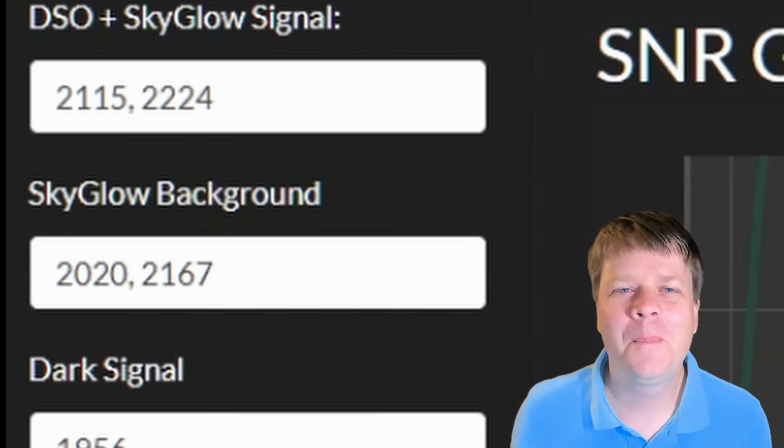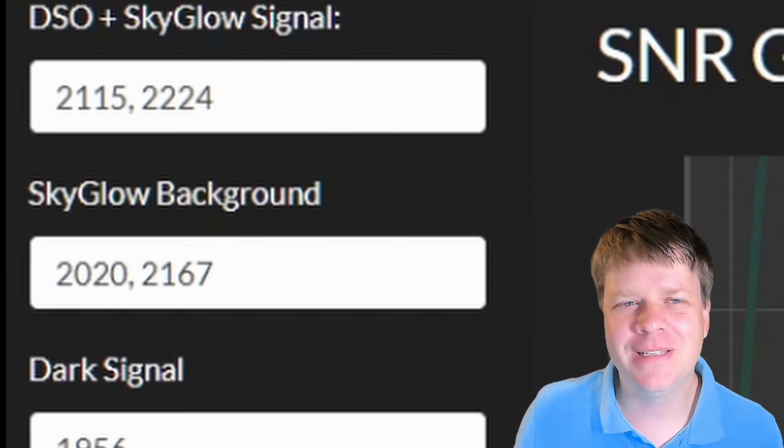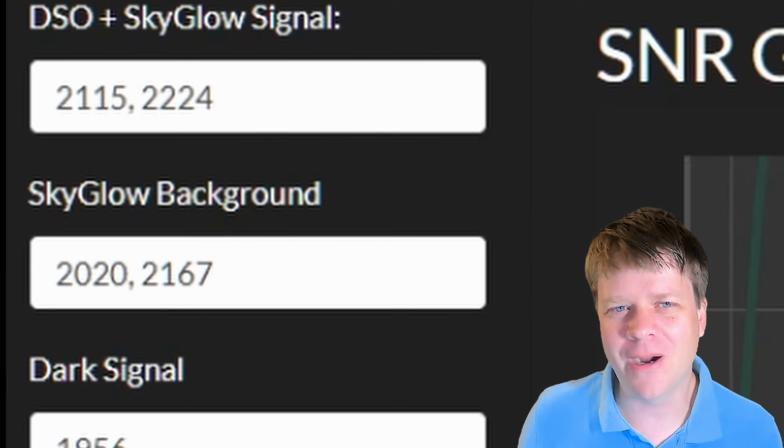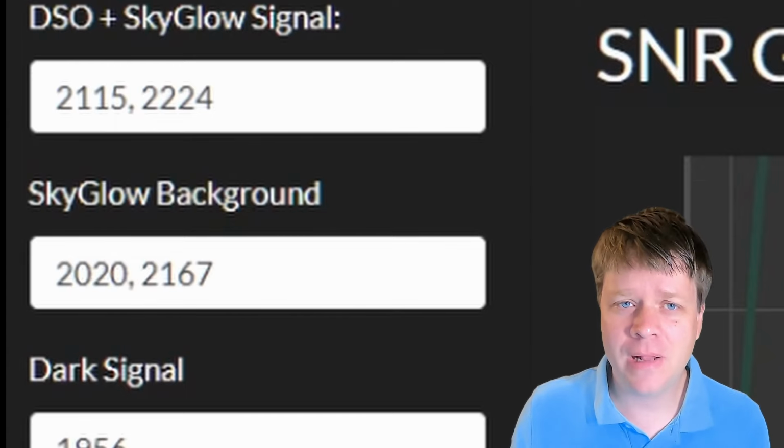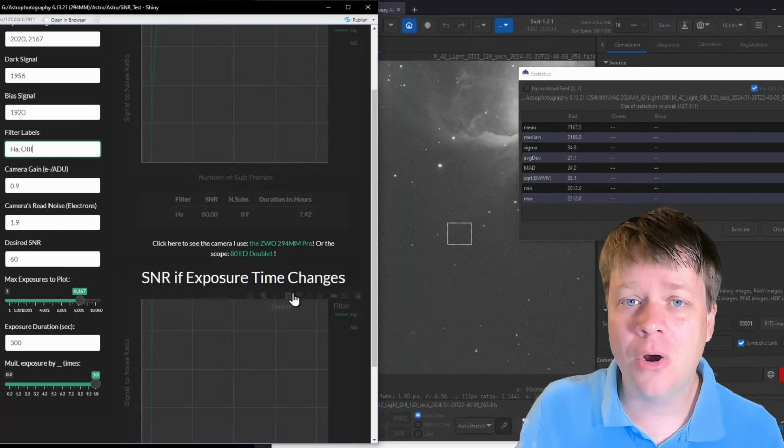For O3, the SkyGlow plus background value is 2224. The SkyGlow background is 2167, and I'll add the filter label O3.